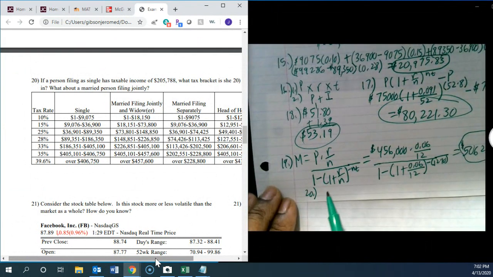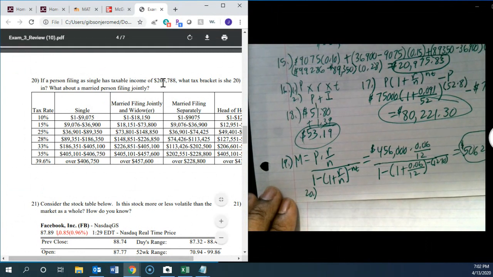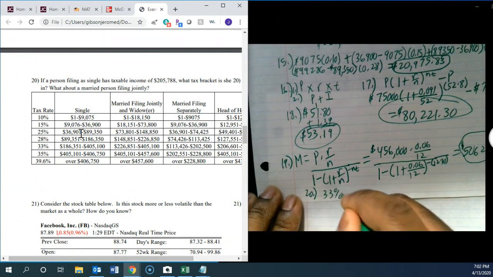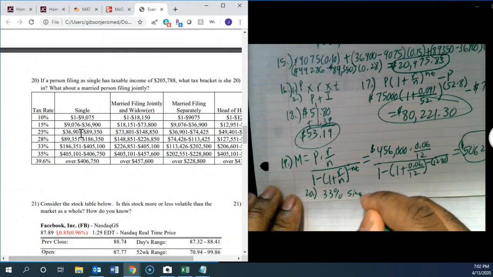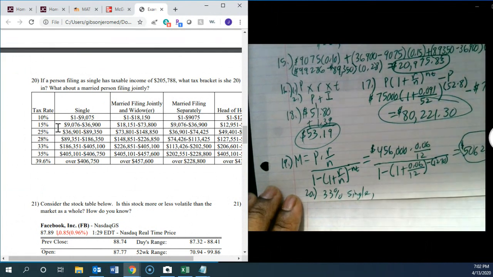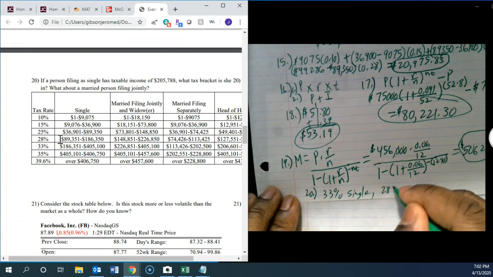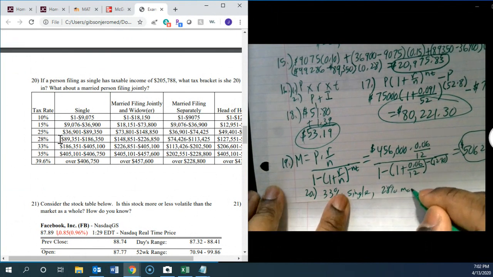Okay, so number 20. If we look here at a married person or a single person, their tax bracket for $205,000 is 33%. So it'd be 33% for a single. And then they ask us for married filing jointly. What is their tax bracket at $205,000? That's the 28%. Married filing jointly.